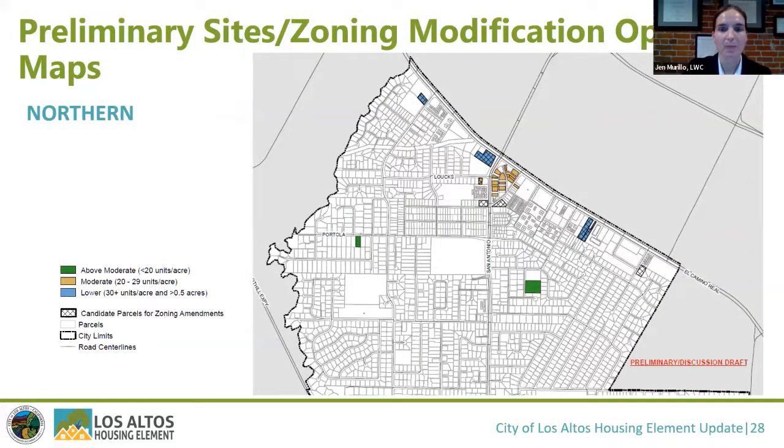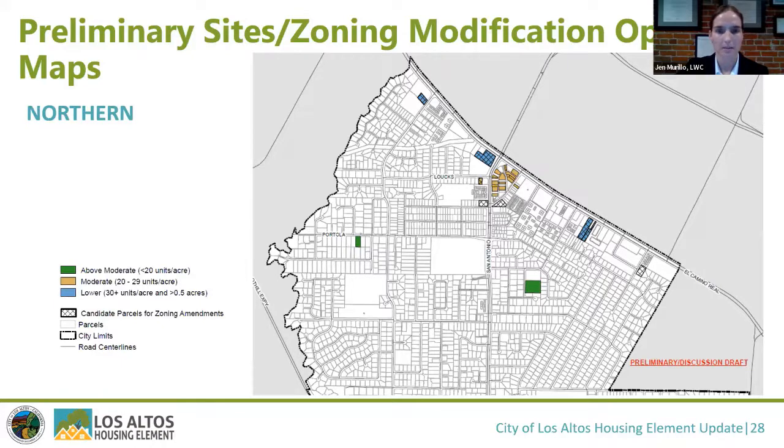So again, these maps were posted with a presentation on Friday. Again, these show a preliminary starting point for discussion. It shows the parcels that pass through the screening analysis, with those income categories based on the HCD criteria for size and density. And then it also identifies parcels that could be candidates based on the modifications to zoning options we've mentioned here. So again, this is a documentation of capacity.